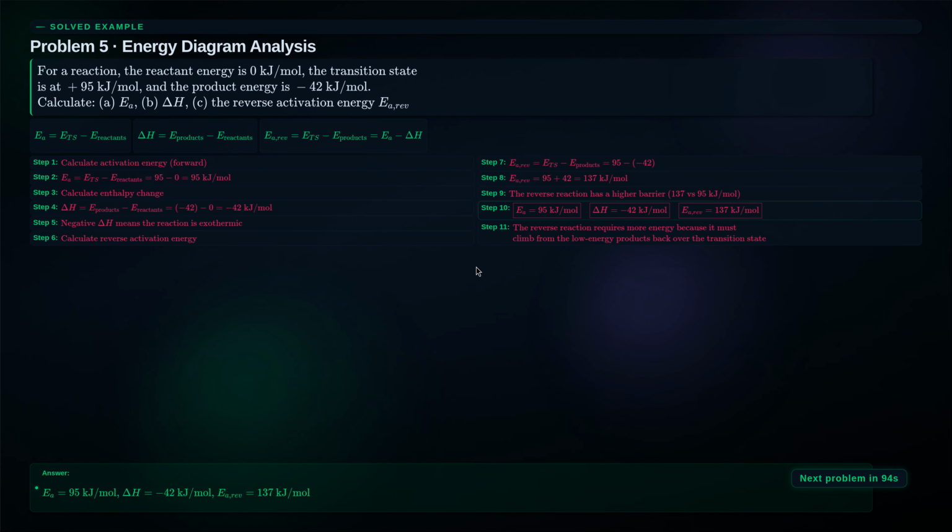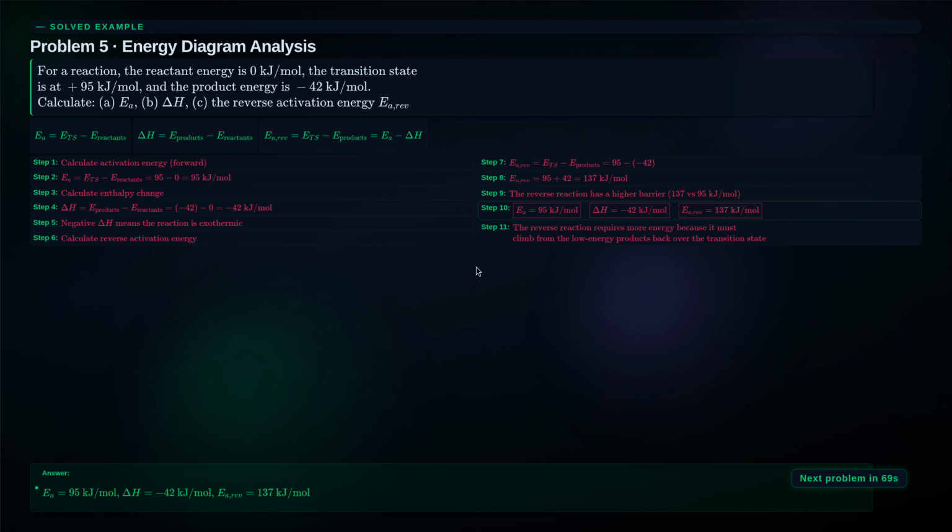For Part A, E_A equals energy of transition state minus energy of reactants equals 95 minus 0 equals 95 kilojoules per mole. For Part B, ΔH equals energy of products minus energy of reactants equals negative 42 minus 0 equals negative 42 kilojoules per mole. The negative ΔH means the reaction is exothermic.